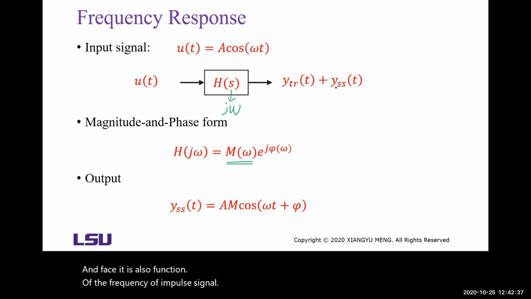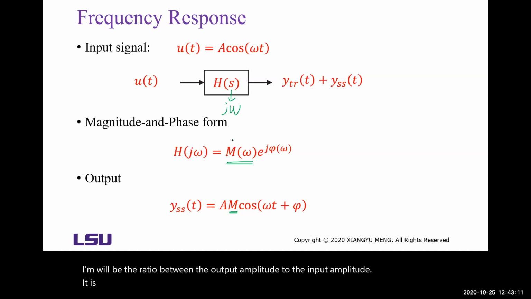Then the steady state output will have amplitude A times M, where A is the amplitude of the input signal. Then the ratio M will be the ratio between the output amplitude and the input amplitude. It is exactly the magnitude of the transfer function evaluated at the input frequency omega.